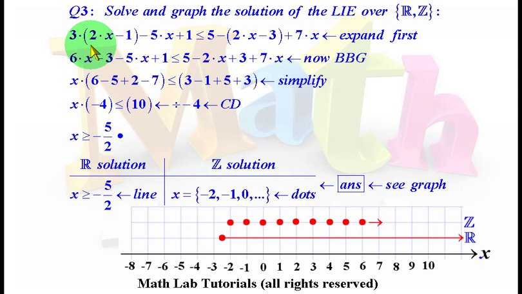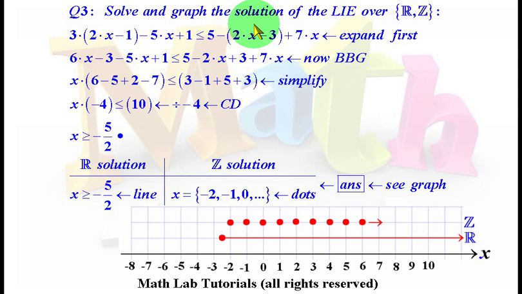Q3 involves the same ideas as Q2, the one we just finished looking at. And again, it says solve and graph the solution of the linear inequality over the real numbers and then over the integers, over both sets. And again, LIE stands for linear inequality. And sometimes we call the solution the solution set.